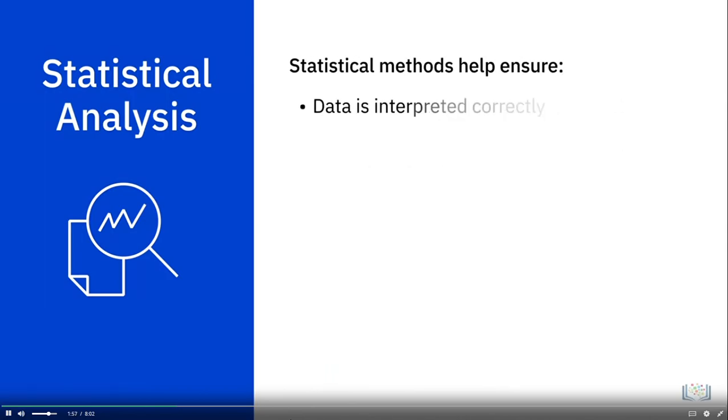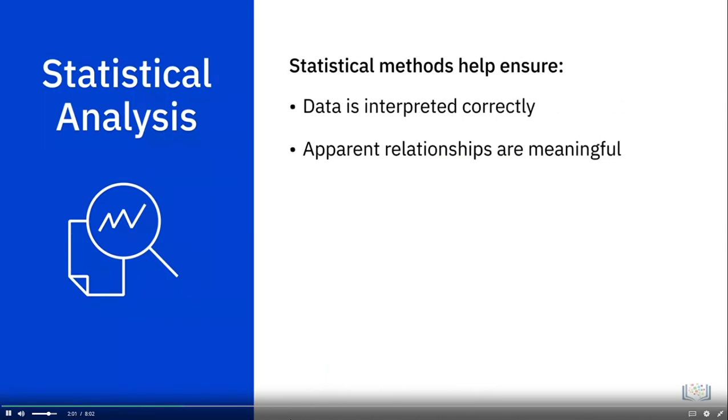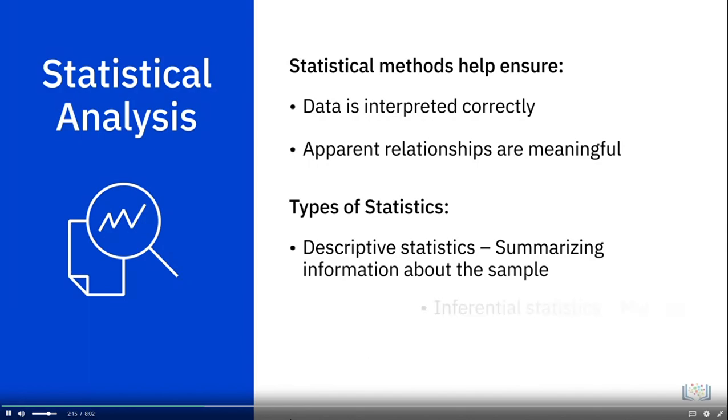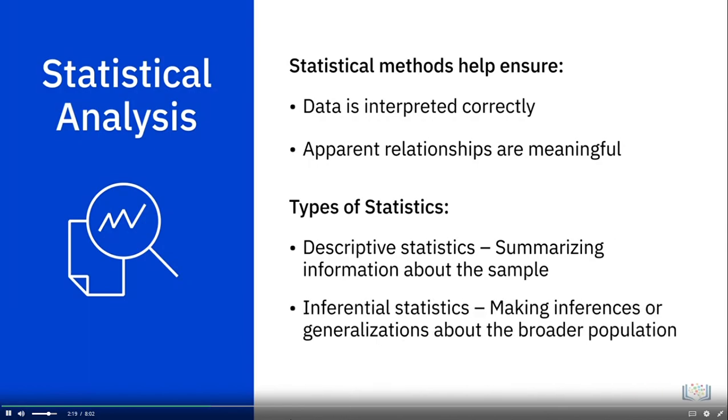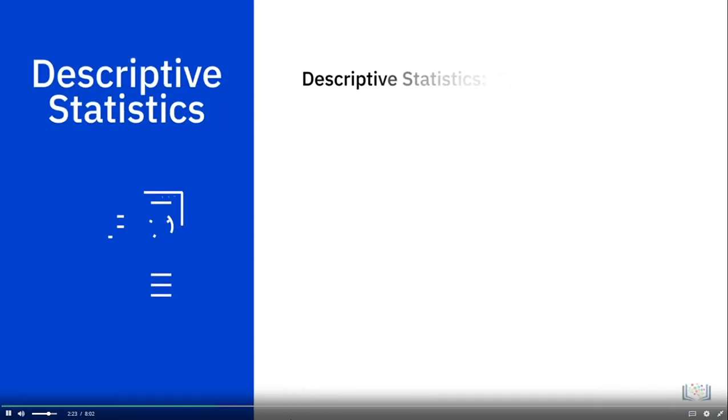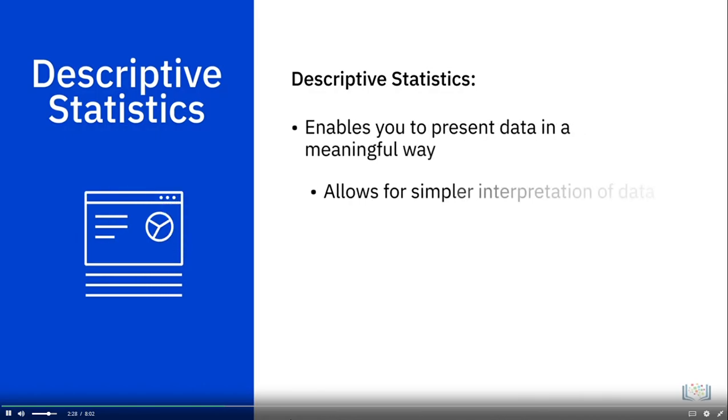Statistical methods are mainly useful to ensure that data is interpreted correctly, and apparent relationships are meaningful and not just happening by chance. Whenever we collect data from a sample, there are two different types of statistics we can run. Descriptive statistics to summarize information about the sample, and inferential statistics to make inferences or generalizations about the broader population. Descriptive statistics enables you to present data in a meaningful way, allowing simpler interpretation of the data.